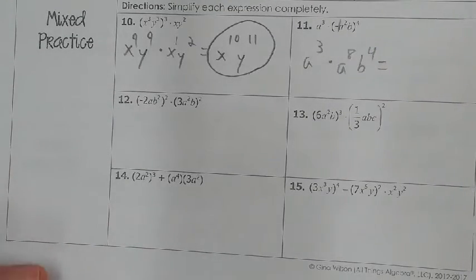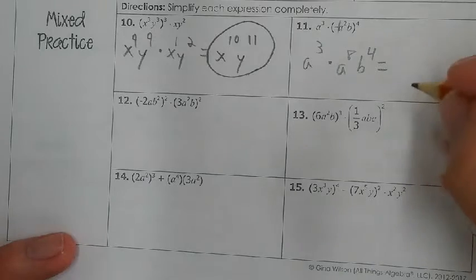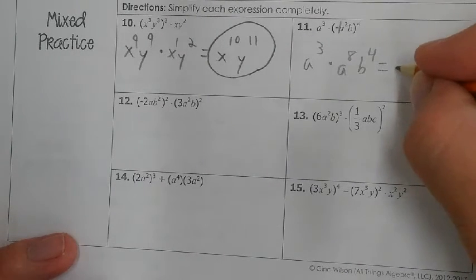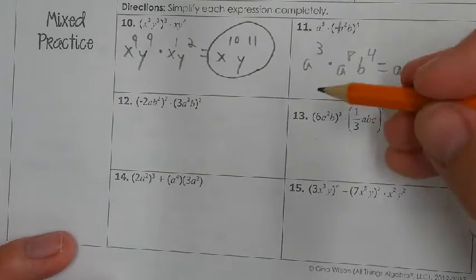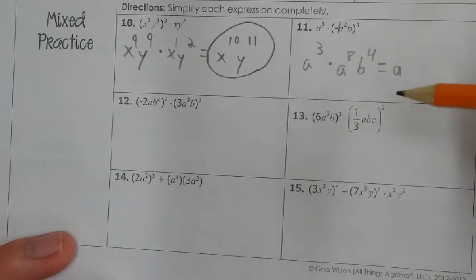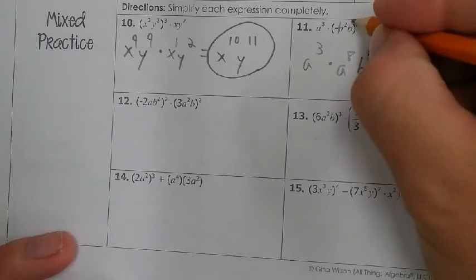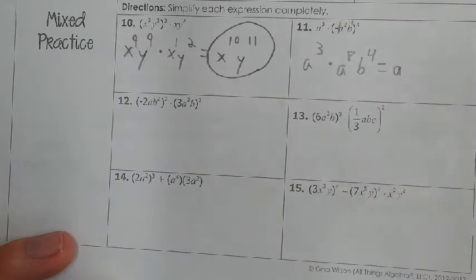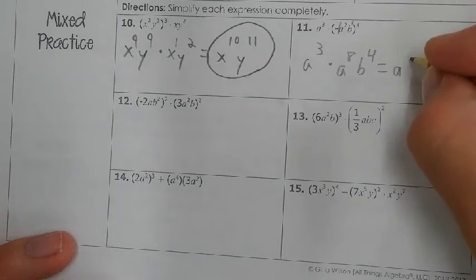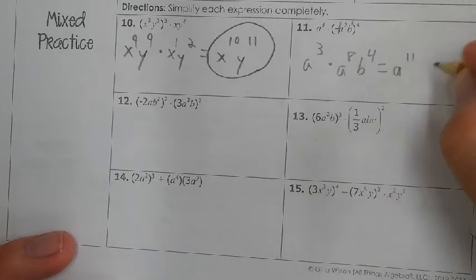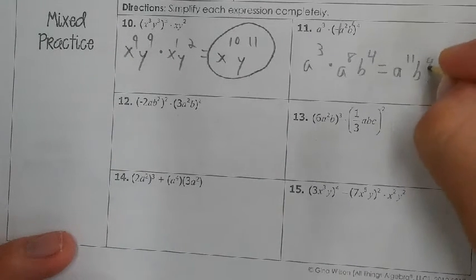And now at this point, you just combine your like terms. So we don't have any B's to combine, but we do have A's. What's our A going to change to? The B, so you have 1 times 4. 1 times 4 is 4. So what would our A change to? 11. And B would just stay the same, B to the fourth.